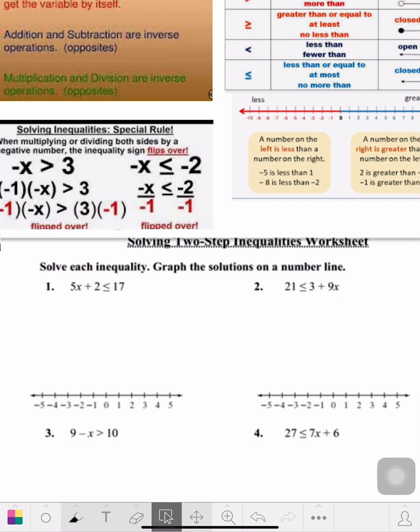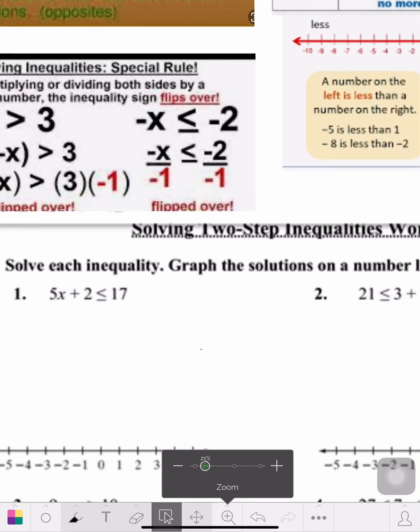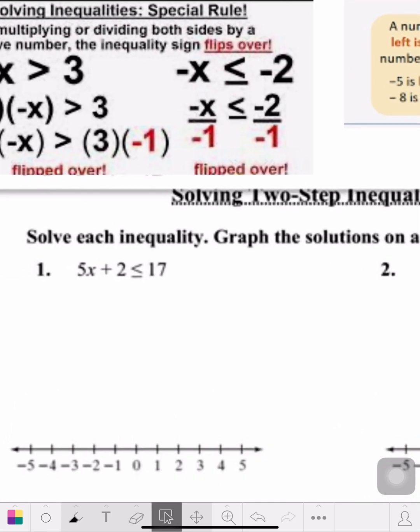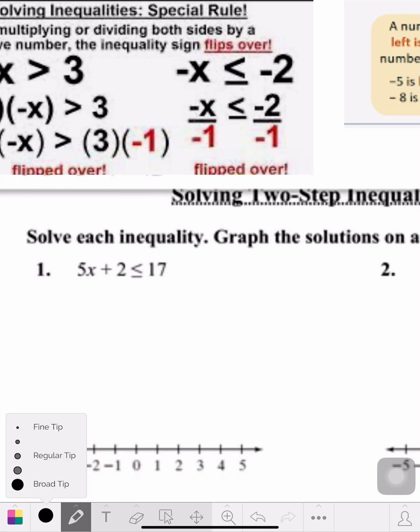Okay, let's see what we've got. We've got the two-step inequality workshop. A good student sent these in, so let's solve them for them. The first one is 5x + 2 is less than or equal to 17. So we've got to get the x by itself. What I do first, let's get this pen going, is subtract 2 from both sides.